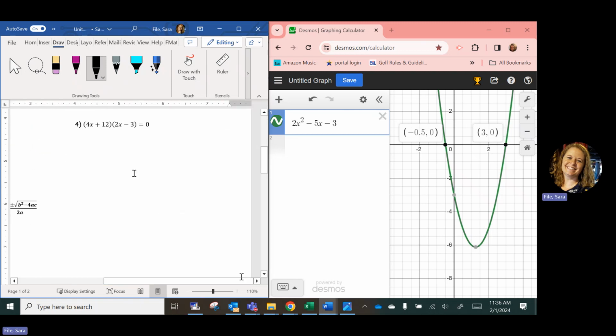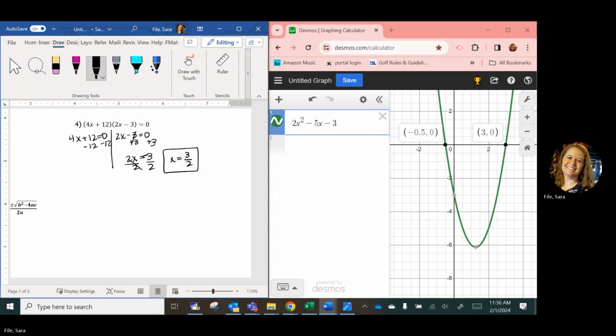All right, this one is in factored form already, so it's ready to just split and solve. So I set each factor individually equal to 0. Would add over here, add 3, then divide by 2. So you get 3/2. Over here, I would subtract 12. Then divide by 4 to get -3.